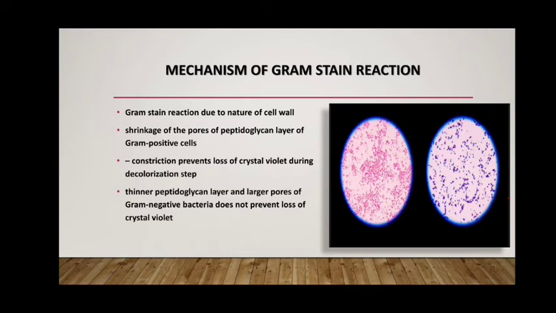In contrast, the gram-negative peptidoglycan is very thin, not as cross-linked, and has larger pores. Alcohol treatment may extract enough lipid from the gram-negative outer membrane to increase its porosity further. For these reasons, alcohol more readily removes the purple crystal violet-iodine complex from gram-negative bacteria, which are thus stained pink or red by the counterstain known as safranin.